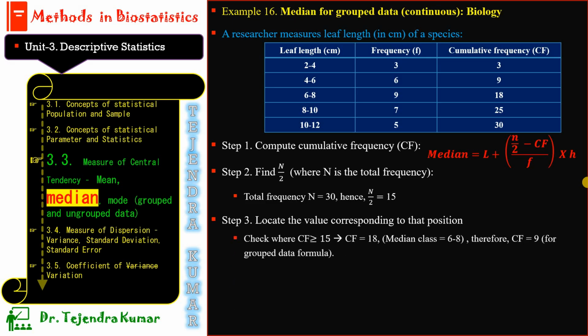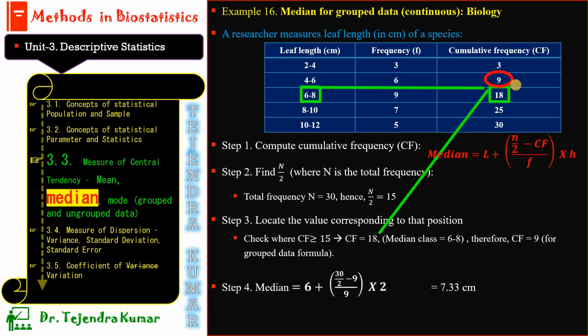So check first of all for a CF value greater than or equal to 15. Then this is the CF 18, so the median class is 6 to 8. This is just to find the median class. But therefore CF is 9: we will always take the value one earlier than the CF value we got. So here it is 9, and this is the actual CF value for the formula. But the other values will remain the same.